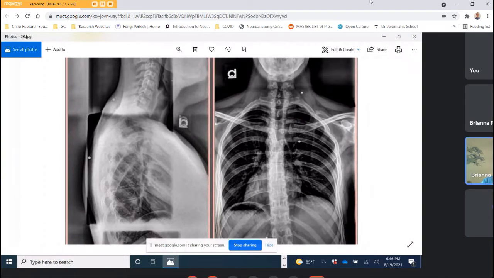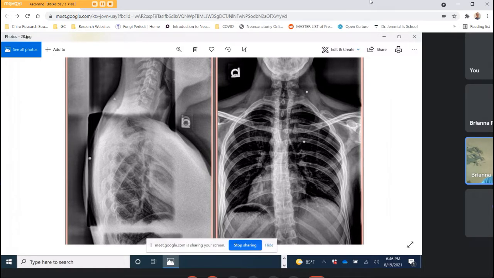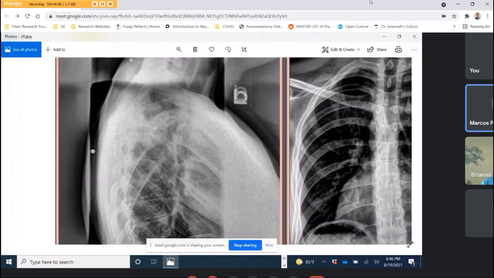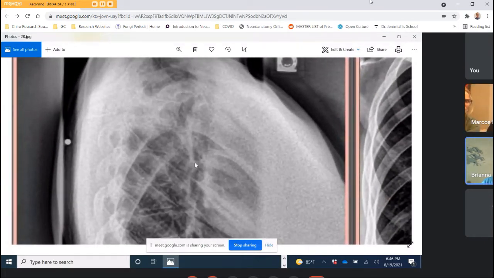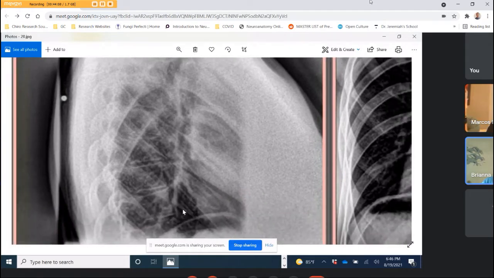All right, do we think we have anything above L2 or T12? What are we looking for here? Posterior wedging? Posterior wedging, right? But we're going to have some natural posterior wedging just because we're in the middle of a kyphosis, aren't we?